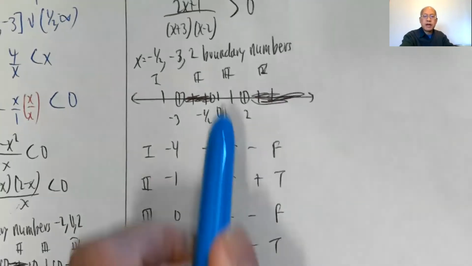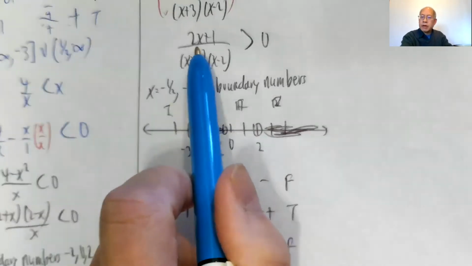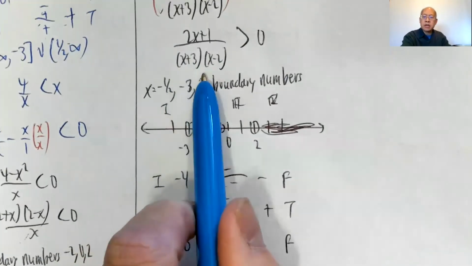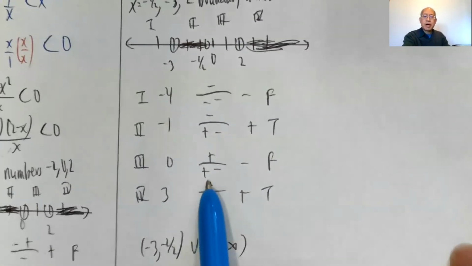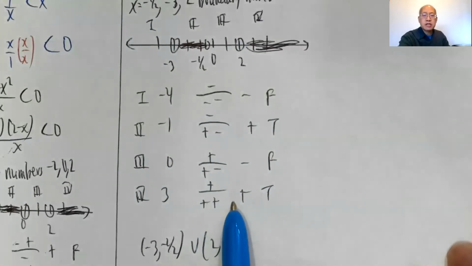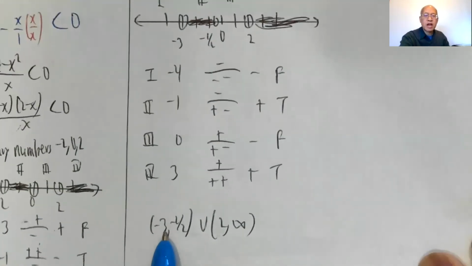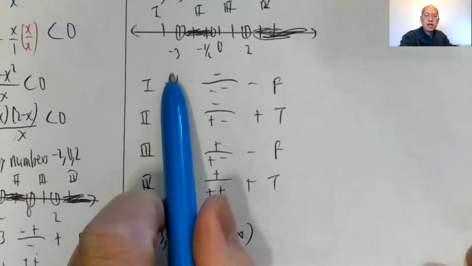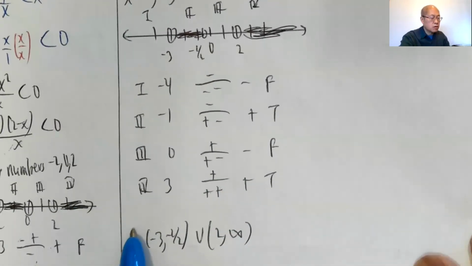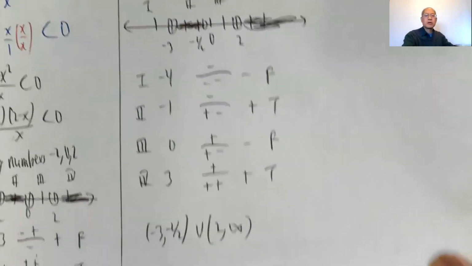Finally, region 4, 3, everything's positive. 2 times 3 plus 1, positive. 3 plus 3, positive. 3 minus 2, positive. Positive divided by positive times positive. Positive. Positive greater than 0, that's true. Shade in region 4. So negative 3, negative 1/2, union 2 to infinity. Do not include any endpoints. So it looks like they're all parentheses. Okay. All right. So those are some problems from 1.7.